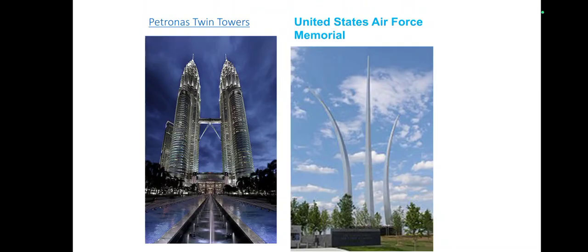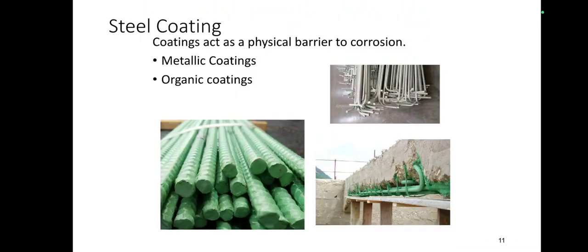Okay, so you might have known about the Petronas Twin Towers and the United States Air Force Memorial, which is near the beach area. In these two towers and this memorial, they use stainless steel, so the corrosion can be prevented. Next one is about steel coating.